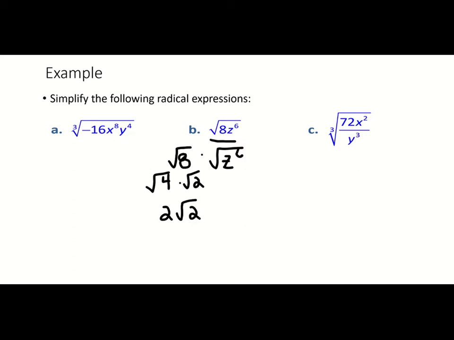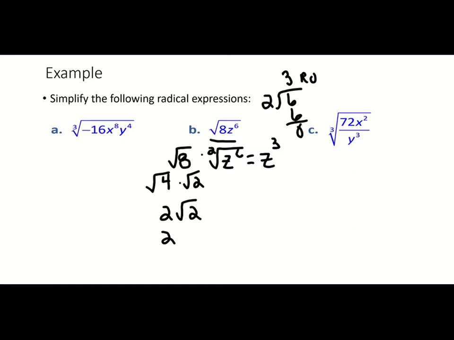Now, z to the 6th, again, do your division. 2 goes into 6. It goes in evenly. So if I divide 2 into 6, it goes in evenly 3 times, and there's a remainder of 0. So that means that what's going to happen is this, if I take the square root of z to the 6th, it is equal to z to the 3rd. There's no radical left.